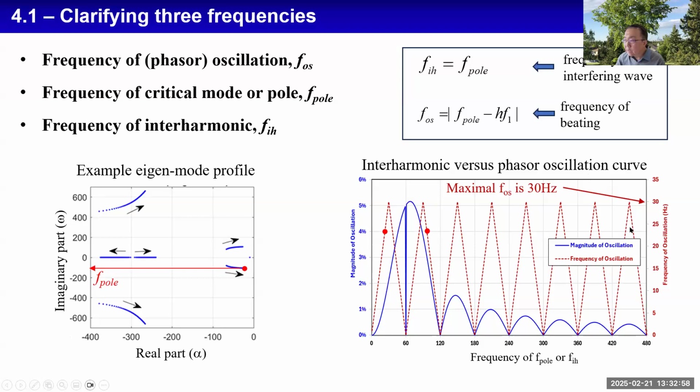Here, I only want to spend time explaining the frequency part, this right-hand axis. Here is the interharmonic frequency. Then here is the phasor oscillation frequency. You can see that the maximum oscillation frequency is 30 Hertz. This is why we haven't yet seen oscillation above 30 Hertz reported in the field. This is not because the phenomenon doesn't exist, but because the phasor can only report up to 30 Hertz based on this analysis. Why is this the case?